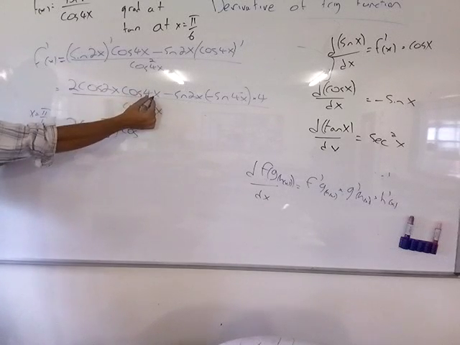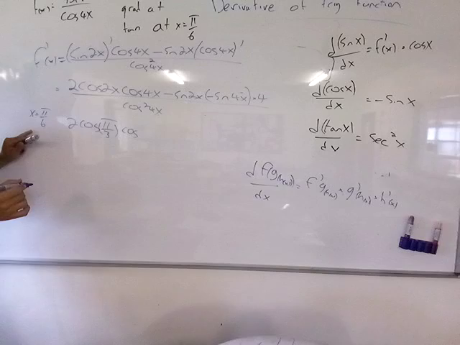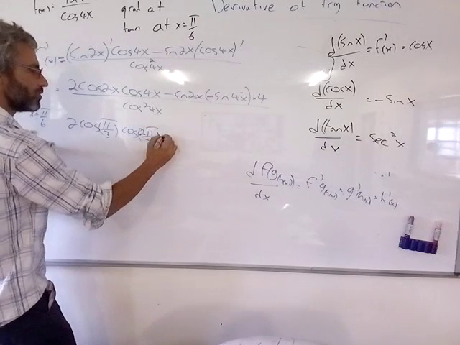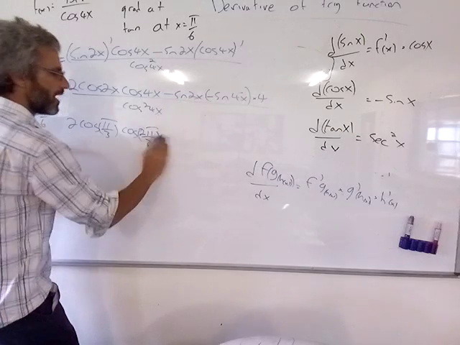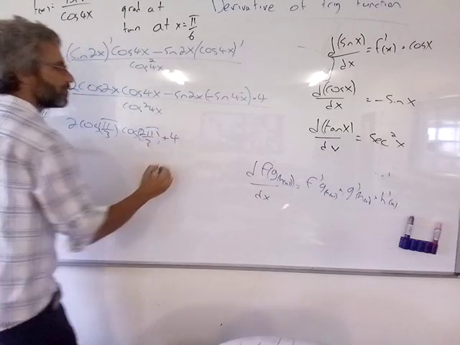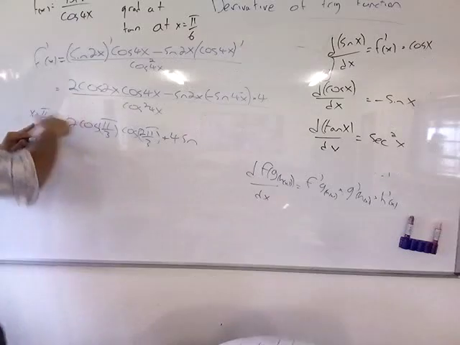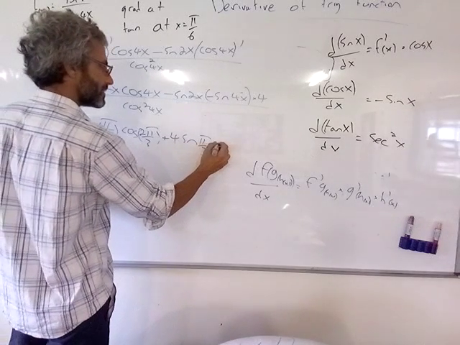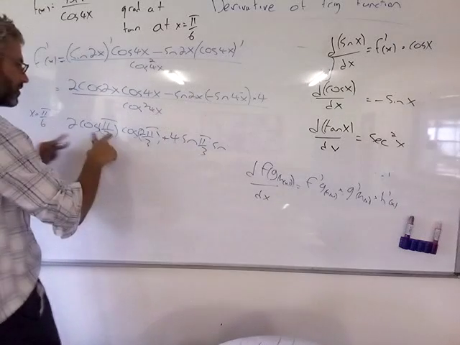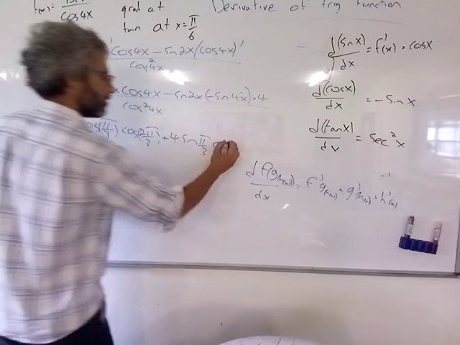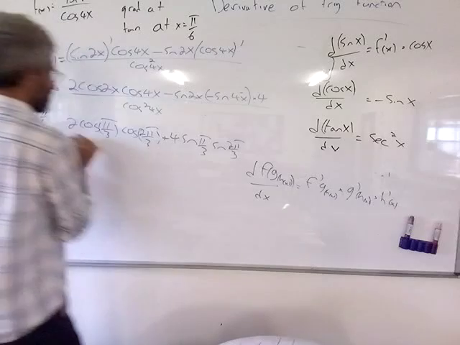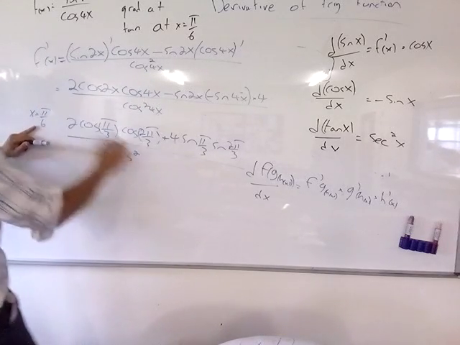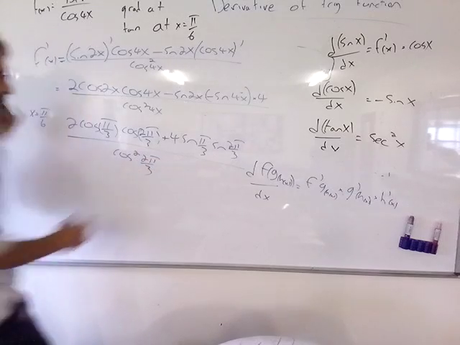Anyway, now cosine of 4 times pi over 6. What is 4 pi over 6? It's 2 pi over 3. You must check me here because I could make a mistake. Now I've got minus, minus, so that's plus 4 sine of 2 times pi over 6, again that's pi over 3. Sine of 4 times pi over 6, we did that, that's 2 pi over 3. Divided by cosine squared of 4 times pi over 6, which is 2 pi over 3.